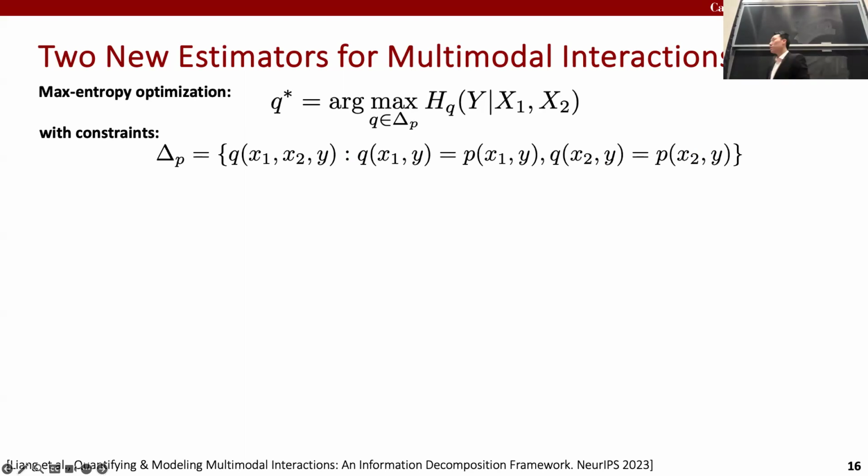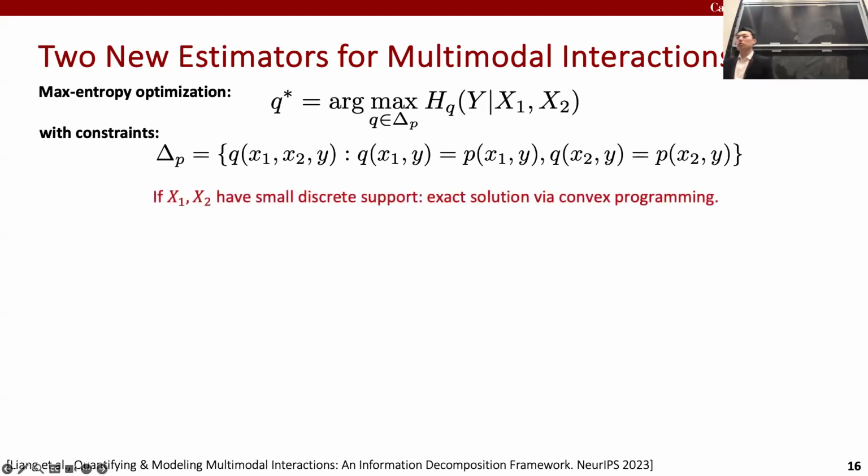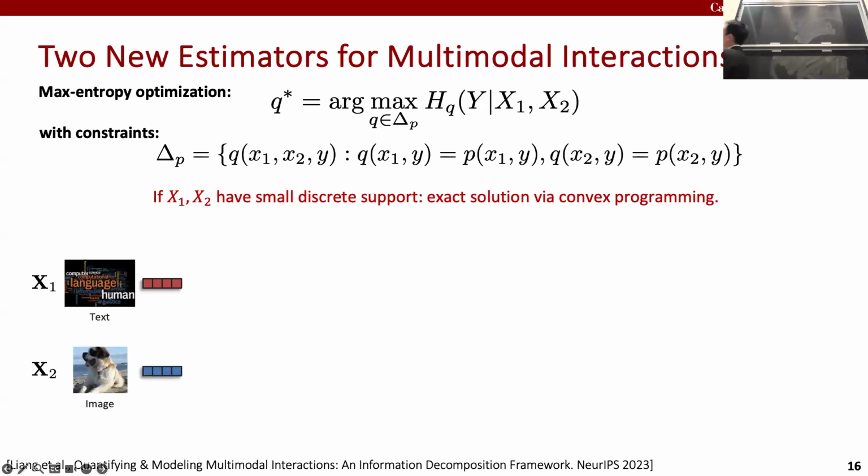So in fact, this problem is very simple. If x1, x2, your modalities, and your label y are small and discrete in support, this is actually a convex optimization problem with linear constraints. Right? Because entropy is a concave function and you're maximizing a concave function. So this can actually be solved exactly if x1, x2, and y are small and discrete in support. So let's see what that might look like in practice.